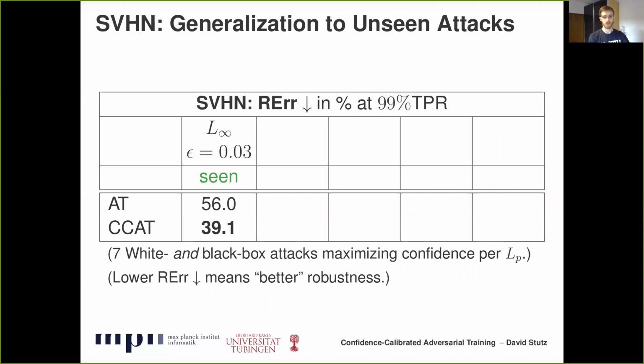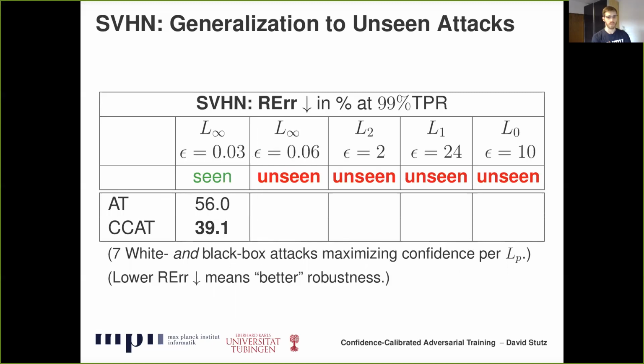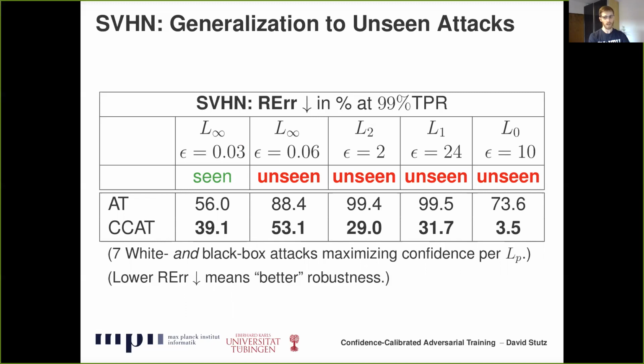So on SVHN, we report the worst case confidence threshold robust test error, considering 7 different white and black box attacks, which actually maximize the confidence in order to appropriately attack our models. And regarding the L-infinity adversarial examples used during training, we slightly outperform adversarial training. However, this is not the main focus of our work. Instead, I will also show results for 4 unseen attacks. Here, these are larger L-infinity perturbations, L2, L1, and L0 adversarial examples. And all of these cases are very successful against the regular adversarially trained model. L2 and L1 attacks achieve nearly 100% robust test error. Our confidence-calibrated adversarial training, in contrast, generalizes robustness significantly better to these new threat models, reducing, for L2, for example, 100% robust test error to roughly 30%.